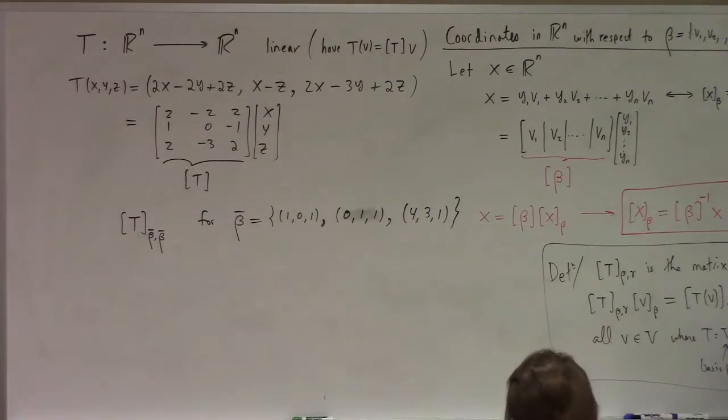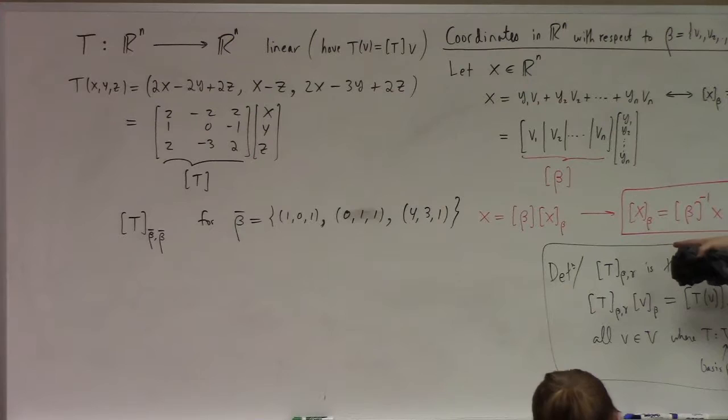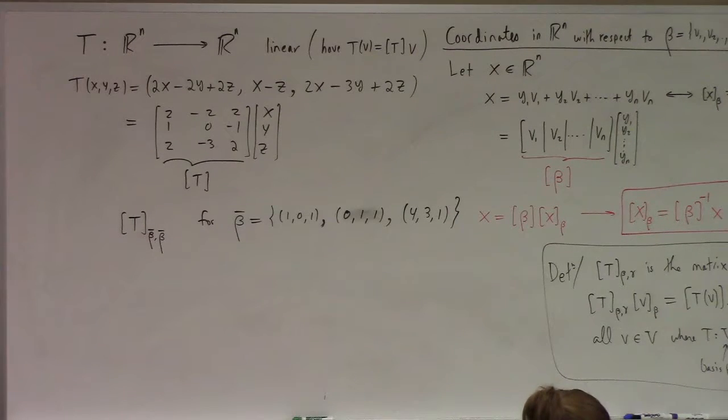So I want to derive for you the analog of this formula. This formula is super nice for finding coordinates for a non-standard basis for column vectors. I want to derive the analog of this for linear transformations. We're going to find out it's really, really similar. Let me just go through the argument with you.